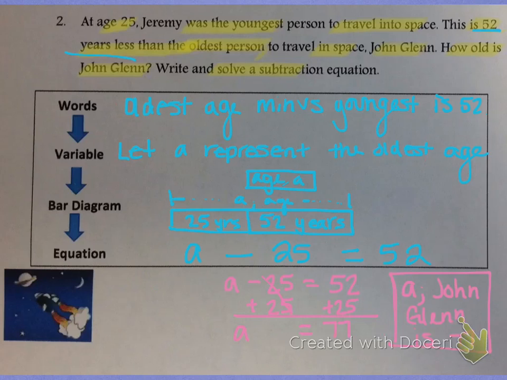Let's check. How do we check? We plug in our number that we just found for our variable. So instead of A, we have a 77 minus a 25. And once we subtract that, we see if we get 52. So over here, 77 minus 25. That's 2. That's 5. Yes, we get 52. So A equals 77.